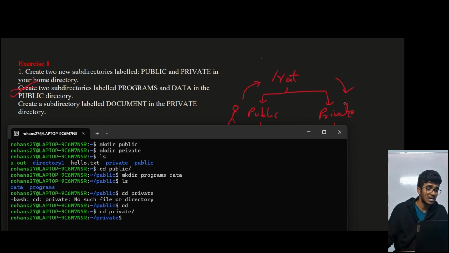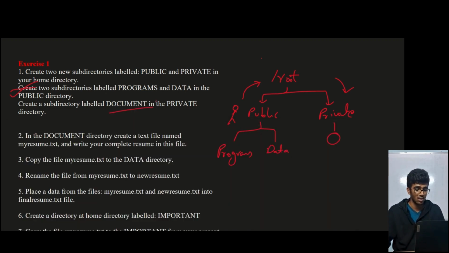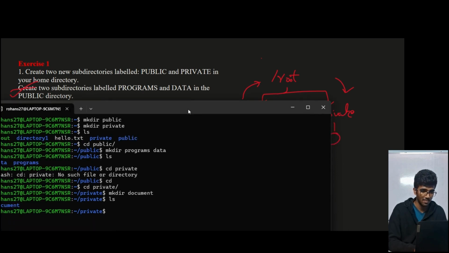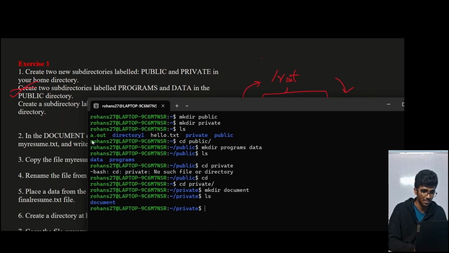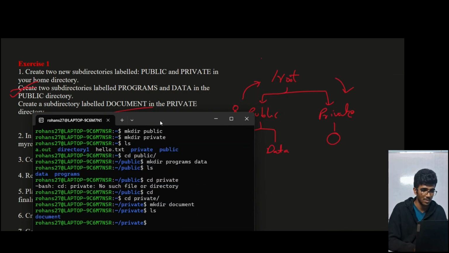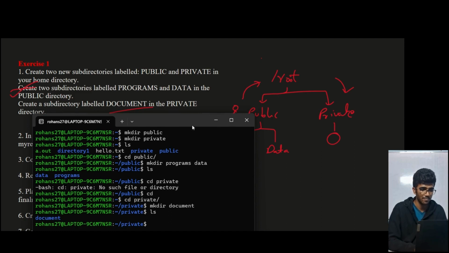Now what you have to do is create a subdirectory labeled document. You have to create another directory named document. You write mkdir space document. Now to view it, you write ls. When you type ls, you can see that the document folder has been created.